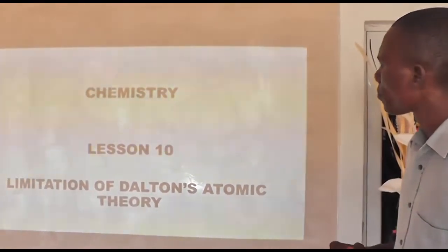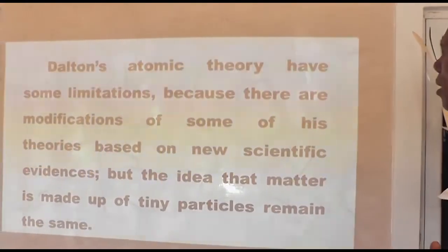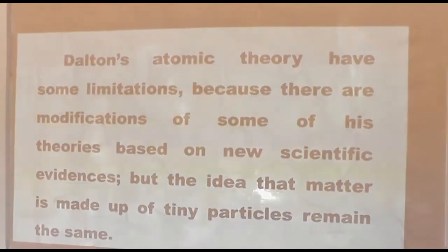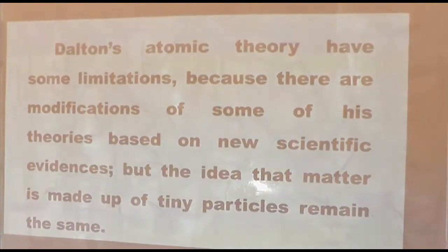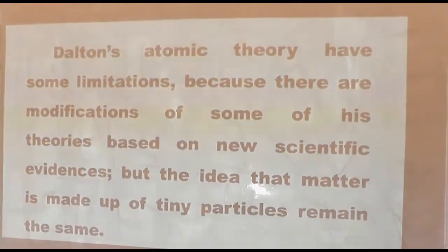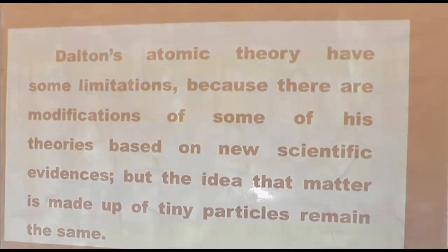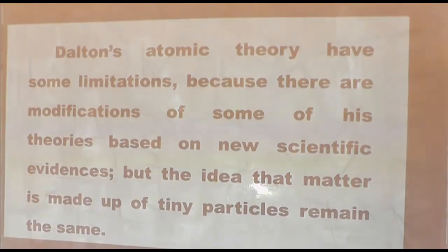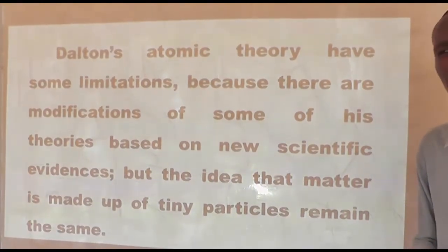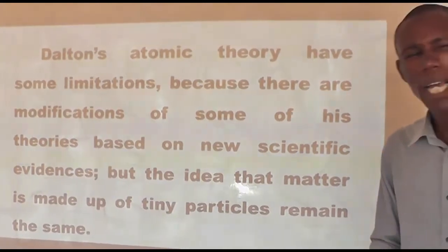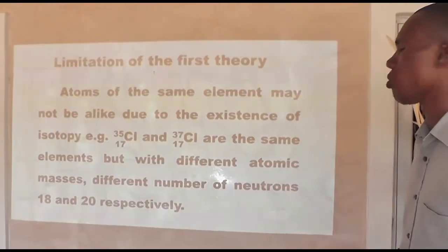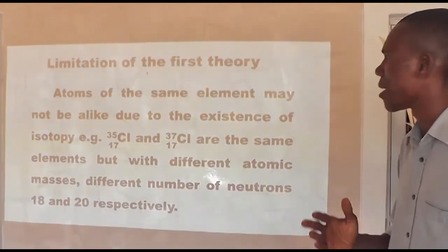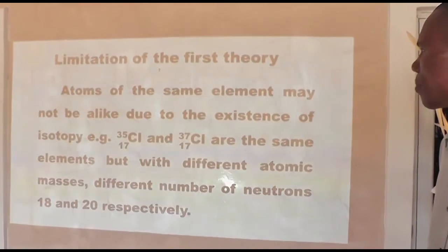Now let us look at the first theory that Dalton gave us. Dalton's atomic theory has some limitations because there are modifications of some of his theories, as we have said. Based on new scientific evidence, the idea that matter is made up of tiny particles remains the same. Now let us look at his limitations, where the shortcomings arise, and let us see how we can modify it.